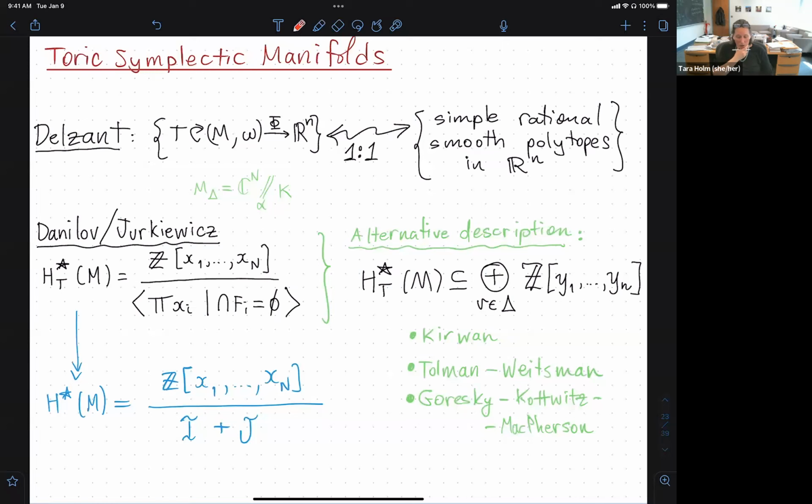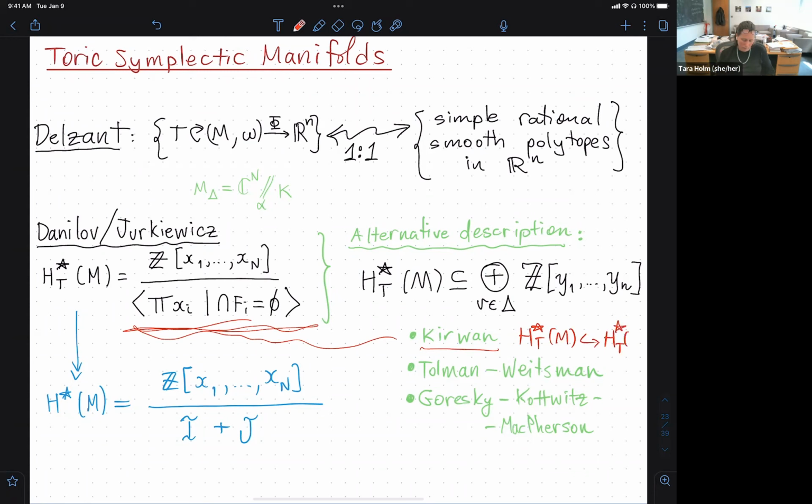Okay, there's an alternative description. Well, okay, so first, actually, I wanted to say Kirwan has several different theorems. She has one theorem that lets you think about this generators and relations description. That's Kirwan's surjectivity theorem. Kirwan also has a theorem that says that the equivariant cohomology of M is a subring of the equivariant cohomology of the fixed point sets. And that lets you view equivariant cohomology as a subring of a direct sum of polynomial rings.